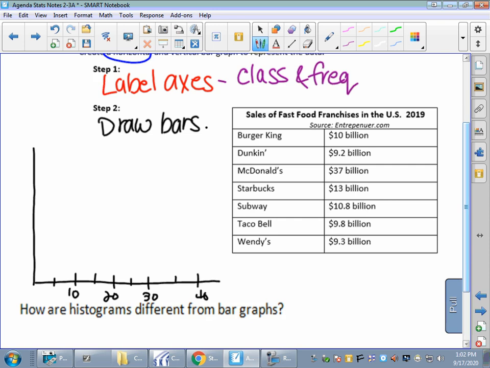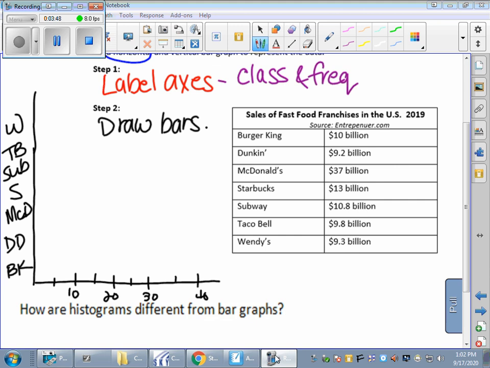Then up the side, it's not like our typical scale because it is qualitative data. So I would just start with Burger King and Dunkin', I'll call it DD, McDonald's, Starbucks, Subway, Taco Bell, and Wendy's. I need to make my axis a little longer. I'm going to go right across my directions. And then we go from there. Draw the bars. Let me hit a quick pause. You draw your bars. I don't need to take all your time doing that.